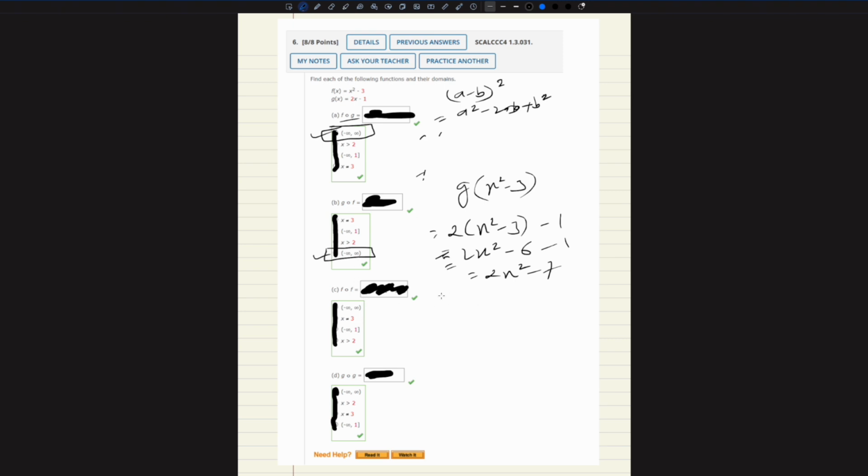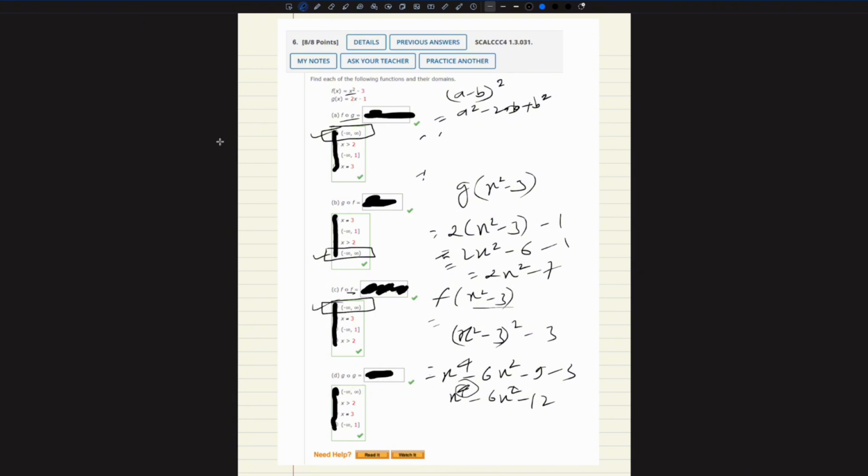Now let's do f of f. So it will be f and then x square minus 3. Okay, because it is saying f again, so we'll put x square minus 3 in the place of x here. So it will be x square minus 3 whole squared minus 3. So we'll apply the same formula here. So it will be x to the power 4 minus 6x square plus 9 minus 3. So it will be x to the power 4 minus 6x square plus 6. So again it is a polynomial function of 4, the highest power. So it will be minus infinity to infinity again for the domain.